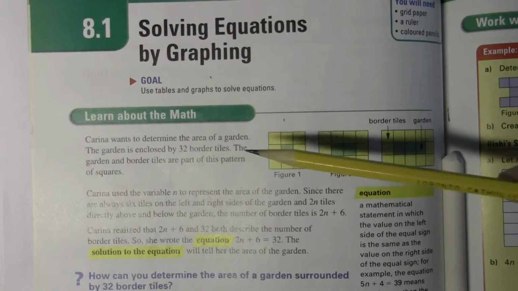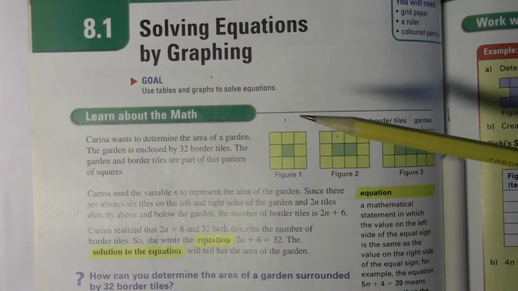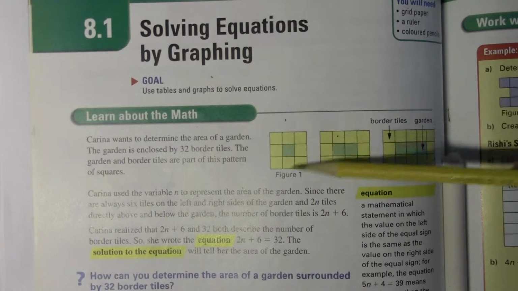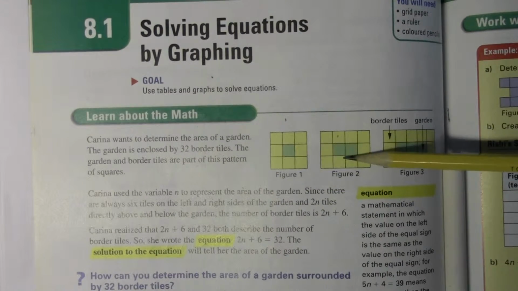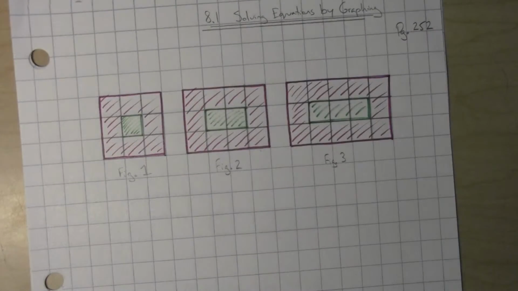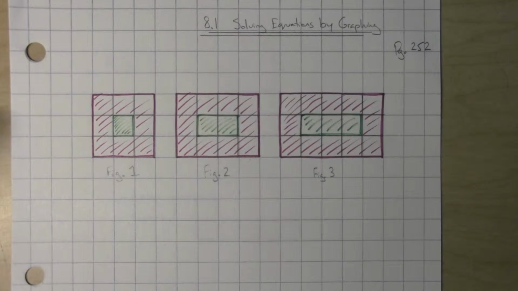Karina wants to determine the area of a garden enclosed by 32 border tiles. The garden and border tiles are part of this pattern. So you can see the pattern right there, surrounding the single, surrounding 2, surrounding 3. So I redrew those right here. Now you're going to solve this using algebra. In the first picture, what do you notice? I have one green tile. What do I have that's consistent between the three pictures?